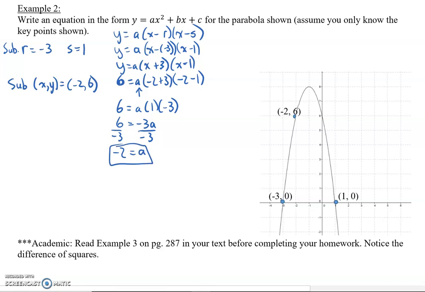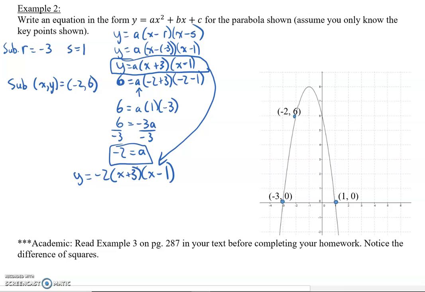If we divide both sides by -3, we get that a is equal to -2. Okay, great. a is equal to -2, so what does that mean? Well, that means we go back to this form right here and sub a equals -2 into that. So we get y equals -2(x plus 3)(x minus 1).